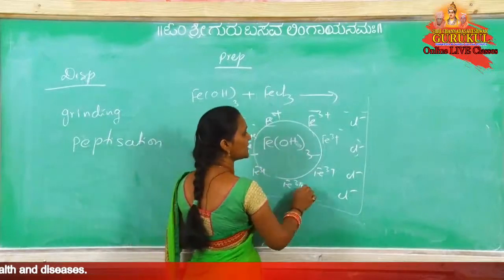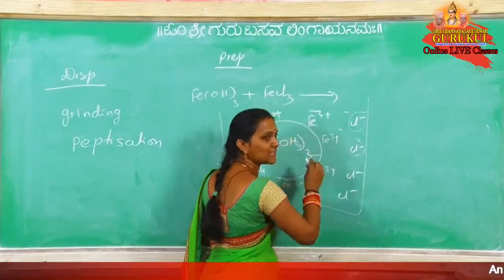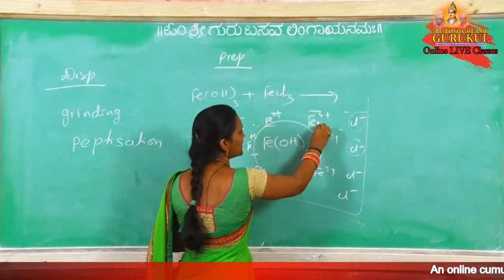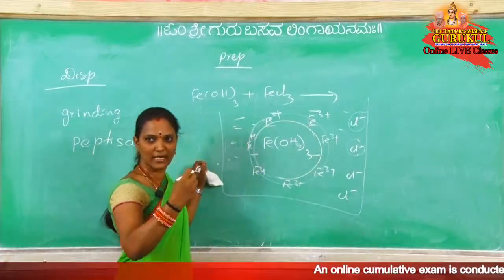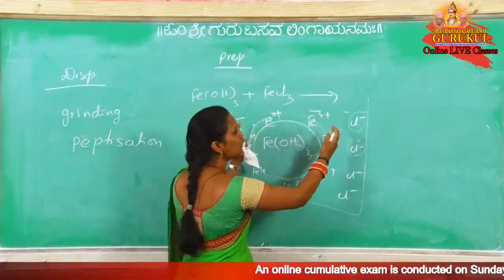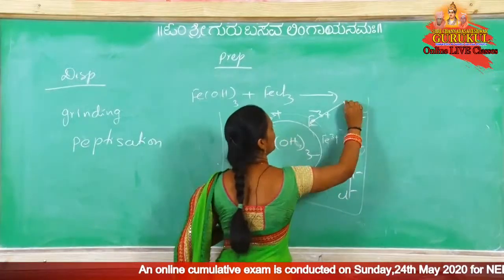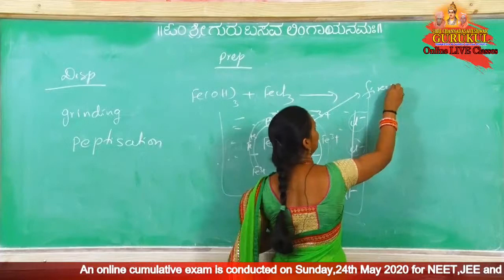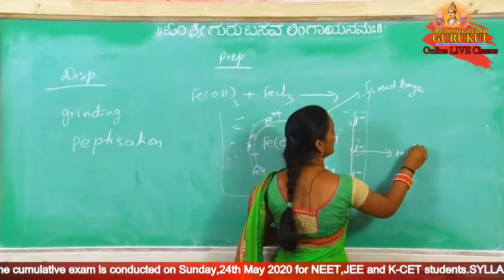Remaining, what solution is there? There is a dispersion medium. In this dispersion medium, Cl minus ions are there. Now this is called fixed layer. Like this one layer formed, stick to that. That is a fixed layer. In solution, Cl minus moving, nothing but it is a mobile layer. So this is a fixed layer, and this is mobile layer.